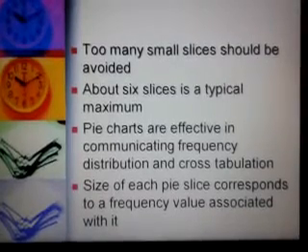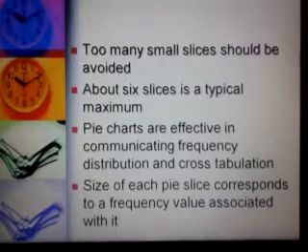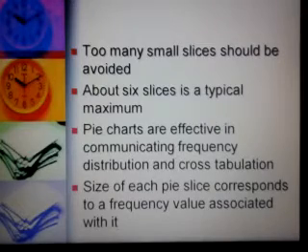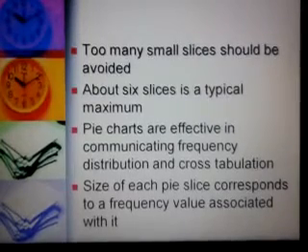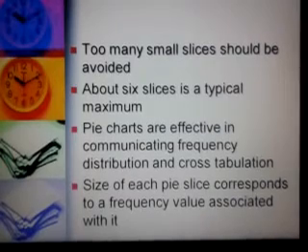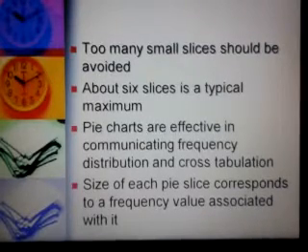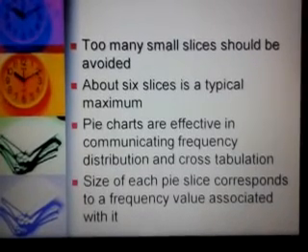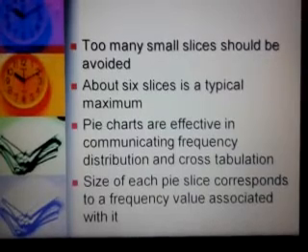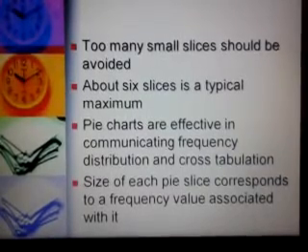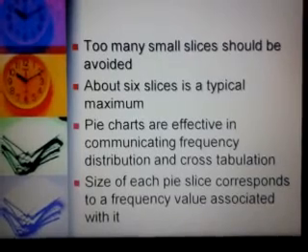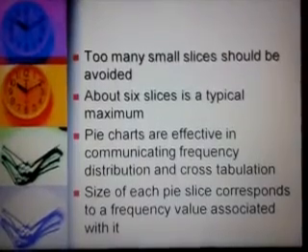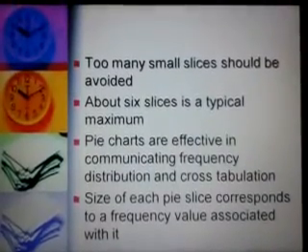The size of each pie slice corresponds to a frequency value associated with it. As I have discussed earlier, if the size of a pie slice is larger, it means it is a larger portion of the total population, and if it is smaller, then it is a smaller portion of the total population. In the example of 100 students, 60 boys and 40 girls, the size of one would be larger, corresponding to boys, and the other would be smaller, corresponding to the number of girls in the class.